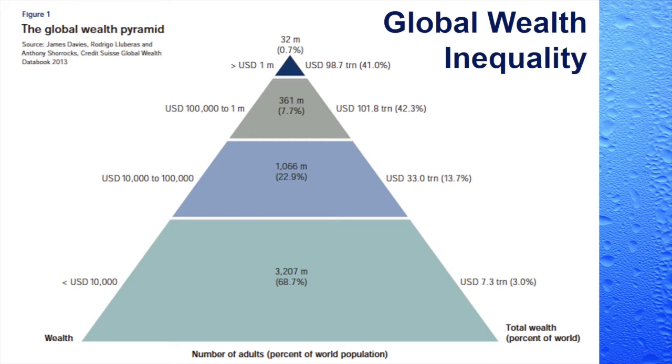On the global scale, it's even worse. This slide shows that the top 8.4% of the global population control 83.3% of the wealth. The bottom 91% control only 16.7% of the wealth. This global wealth inequality is one of the key moral problems of our time, and it's caused by the kind of money we use.